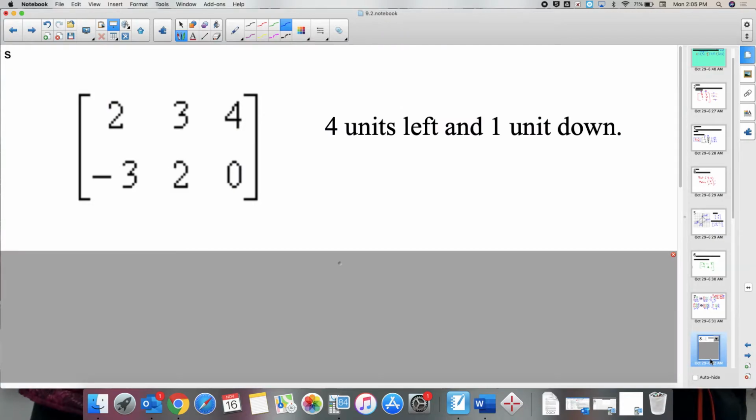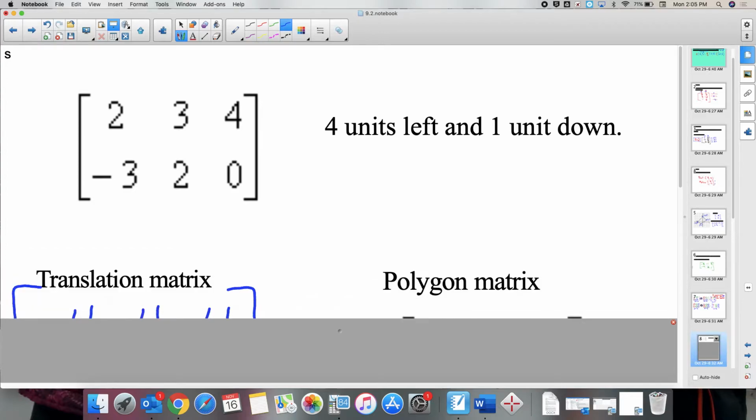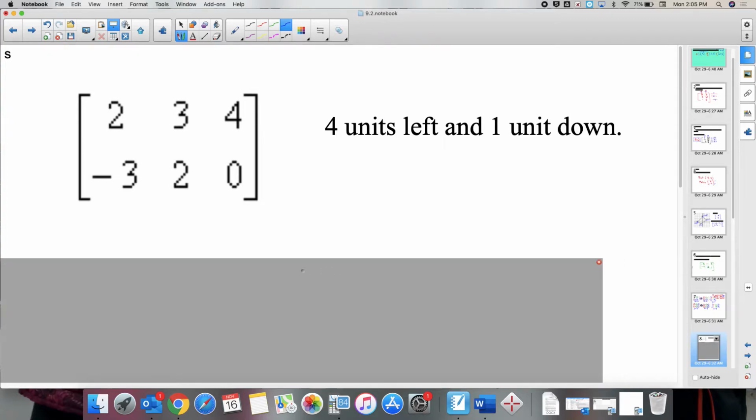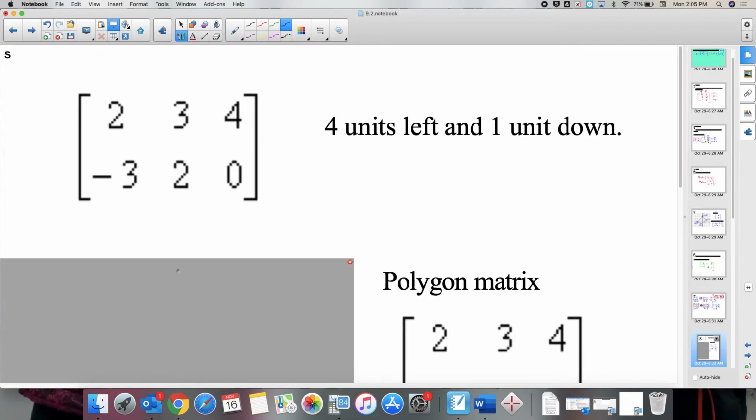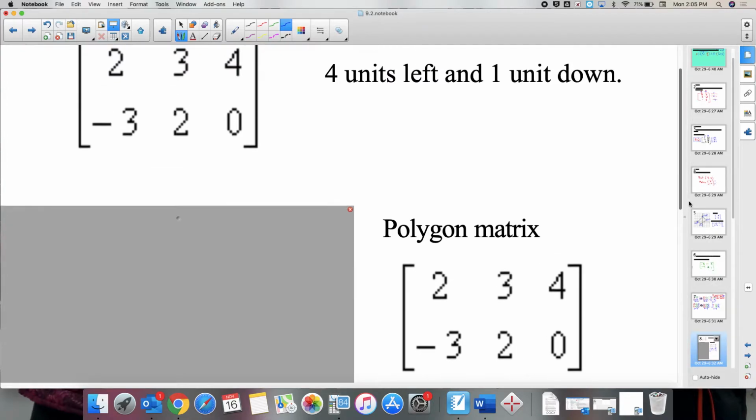Now, a translation is truly just adding a matrix to something that's already there. If I wanted to take this matrix here 4 units left and 1 unit down, we have your polygon matrix, which they already gave us. If I want to go 4 units left, I need to subtract 4 from all of my x's. If I need to go 1 unit down, I need to subtract 1 for all my y's.